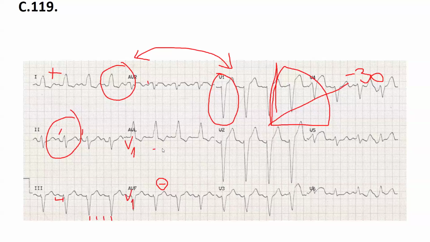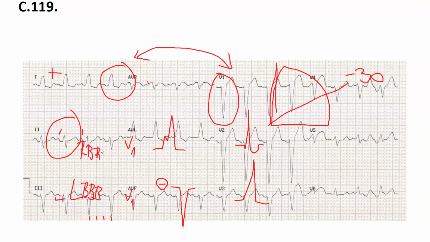When you have a right bundle branch block, you see this. If you have a left bundle branch block, you should see this one in V1. With right bundle branch block, on the left side you should see a wider S wave. With a left bundle branch block, you should see this kind of pattern on the left side. So what do you think? It's the left bundle branch block. Yes.